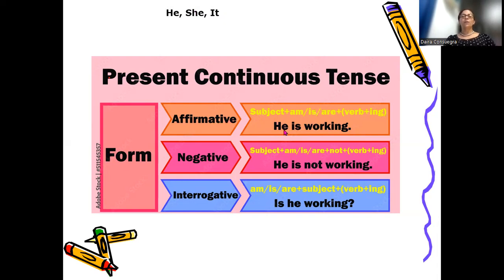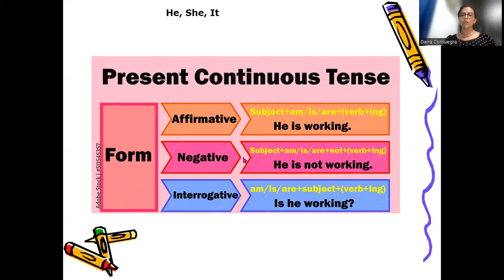For example, he is used with is. That's why the subject is he. Is is the appropriate verb to be, and work is the verb, and then we add the ing. Él está trabajando. He is working. In the negative form, I just have to add the not after the verb to be. So I have to say, él no está trabajando. He is not working.